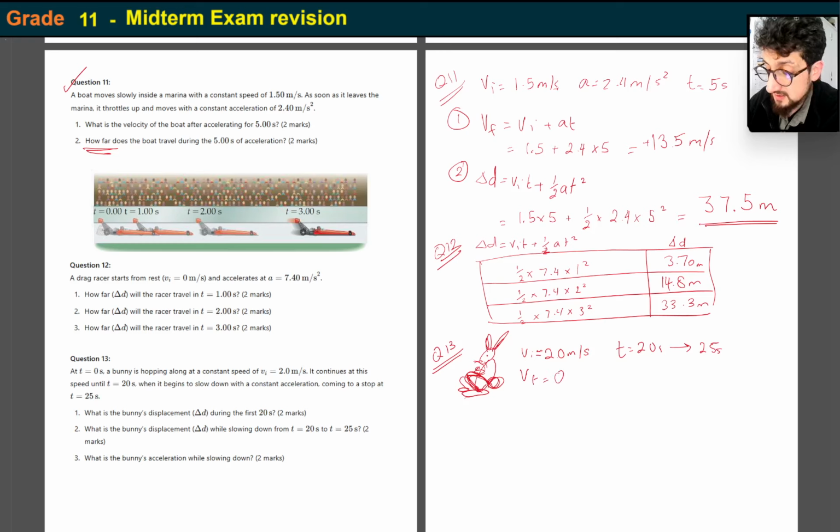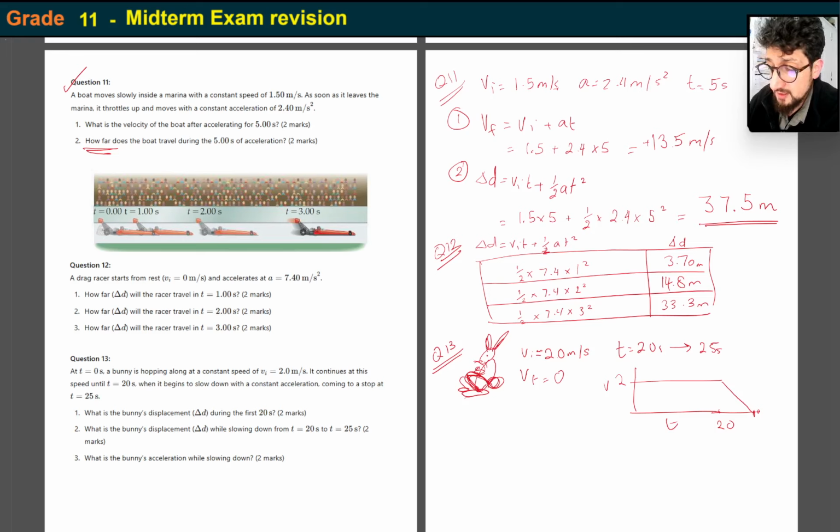But that's only between t1 and t2. So what's happening is this, right? If I have velocity and time, up until 20 seconds it's traveling at 2 meters per second, and then it comes to a halt after the last 5 seconds. It goes down like this. This is what the graph looks like. What is the bunny's displacement during the first 20 seconds?